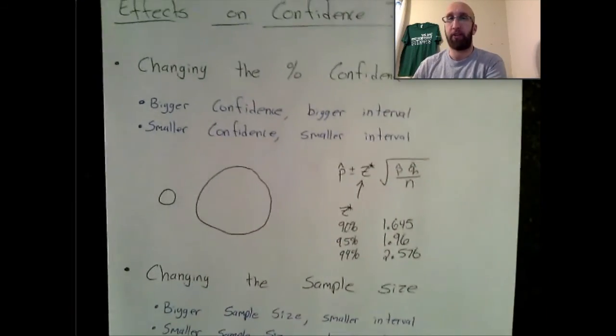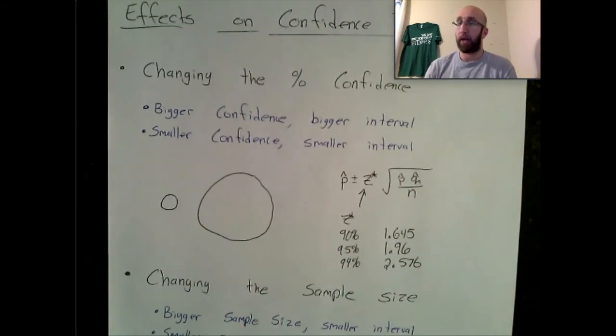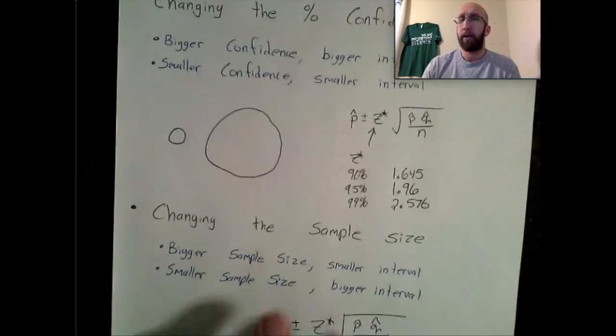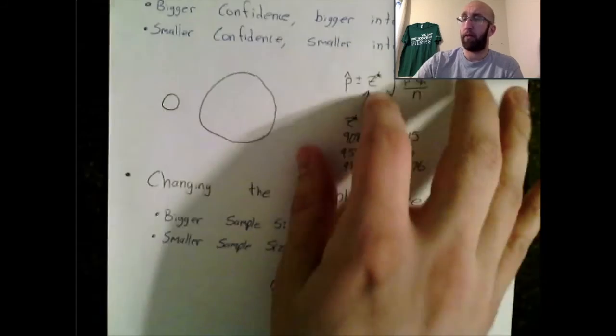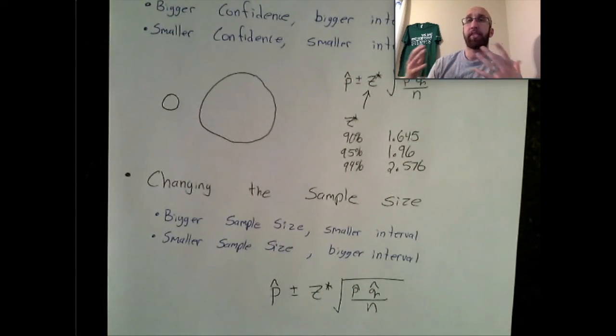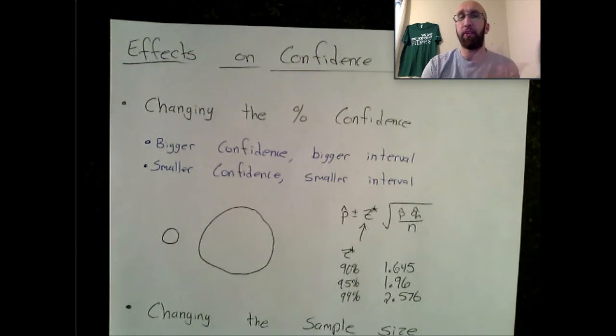Okay, that's a quick summary of the two major pieces that are going to affect our confidence intervals: your percent confidence and changing your sample size. I talked about these in terms of the one proportion z intervals. The same rules apply if you're doing intervals for means as well. The same exact ideas. Again, this was effects on confidence intervals.